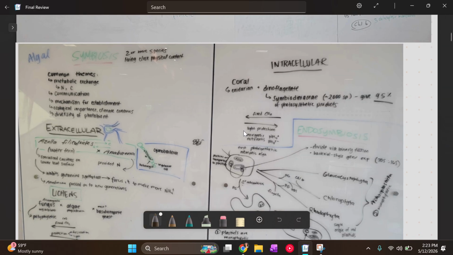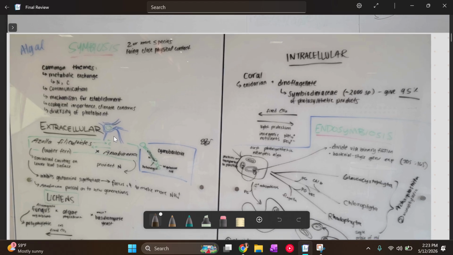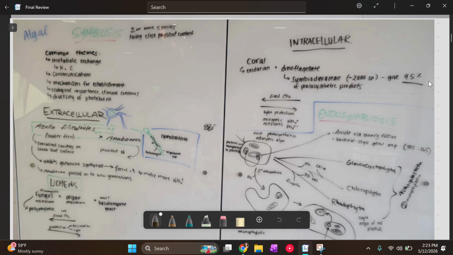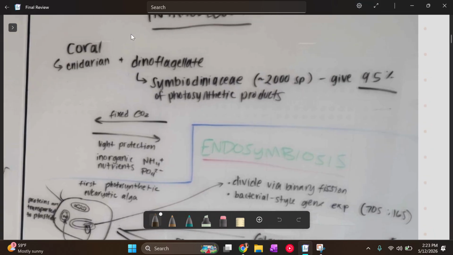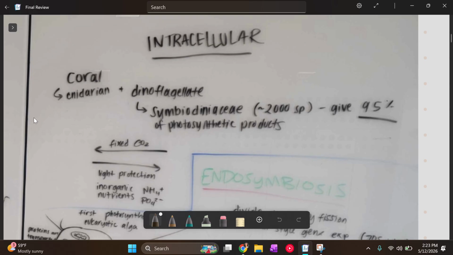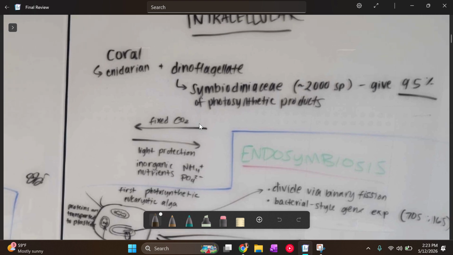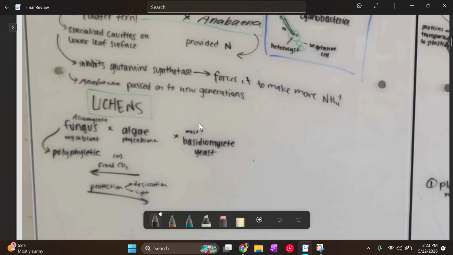We talk about some examples of algae working with other species, so not a full endosymbiosis, just a symbiosis. So you can be working alongside, or you can be working in. Working in is just corals. The coral gives a home to a dinoflagellate, which donates 95% of its photosynthetic products, which I feel is very generous. And in return they get protection from light and some inorganic nutrients. So thank you, corals.